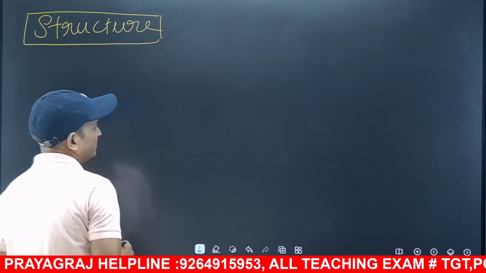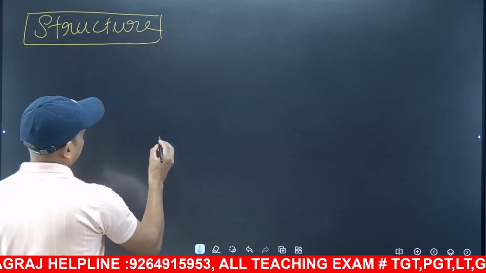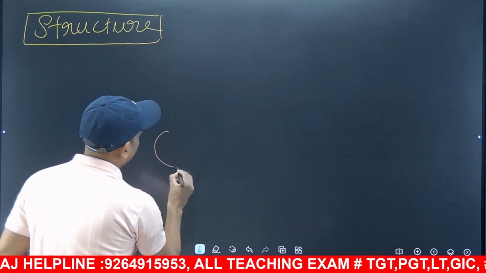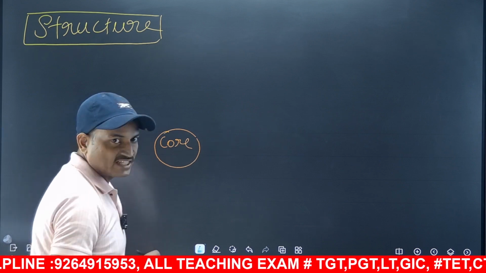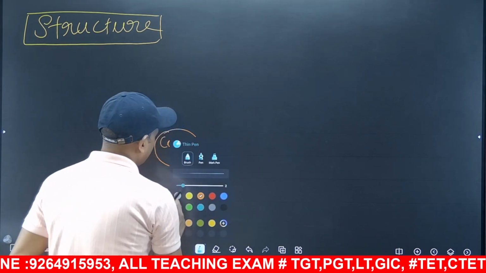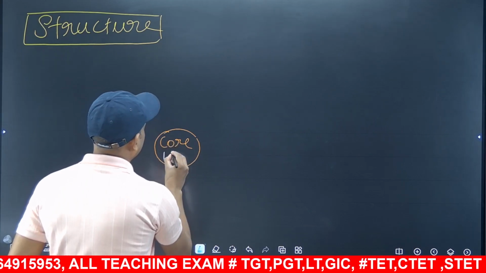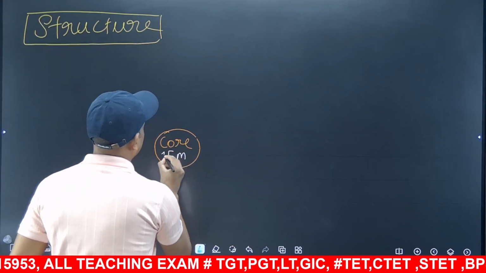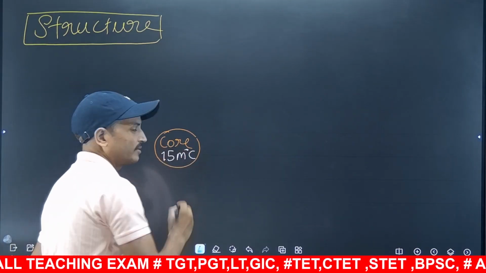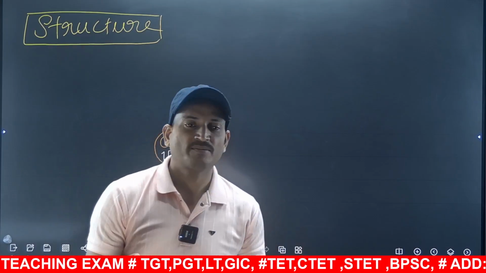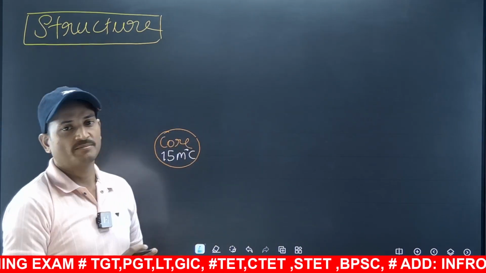So when we talk about the structure of the sun, first of all we see the core region of the sun. Core. The temperature of the core of the sun is around 15 million degrees Celsius. That is the temperature of the core of the sun. Because the temperature of the core of the sun is so huge, that's why the nuclear fusion is taking place in the core of the sun.